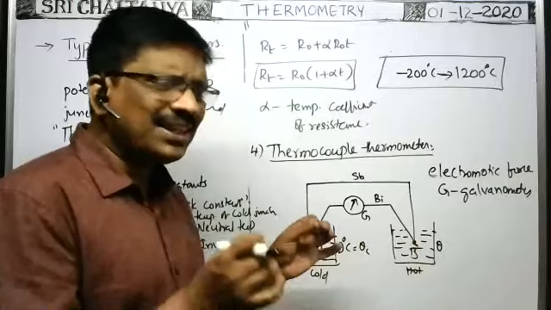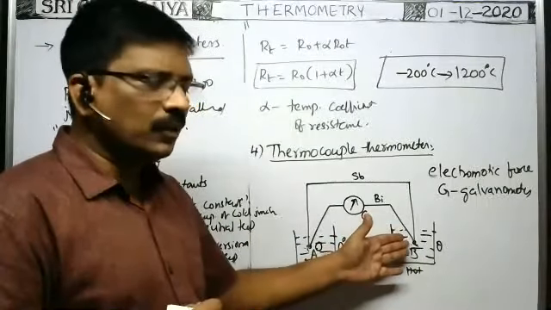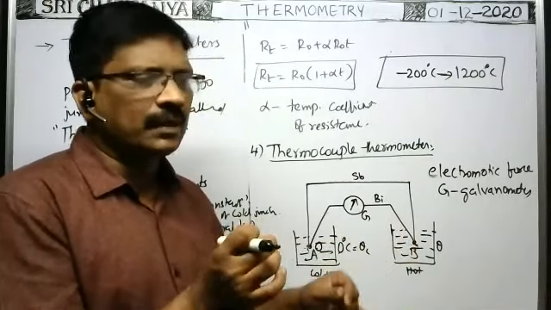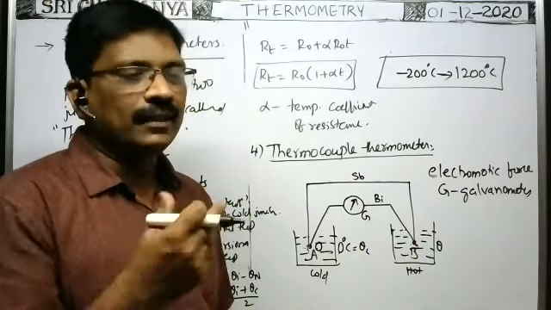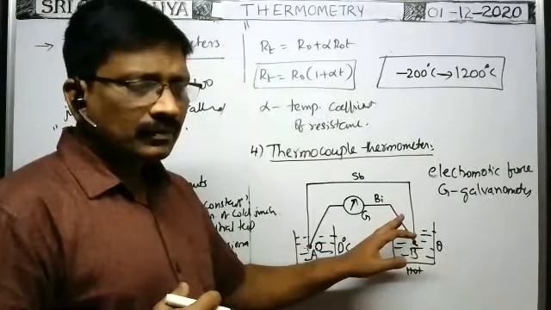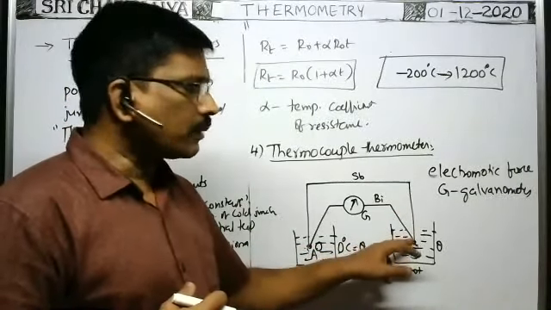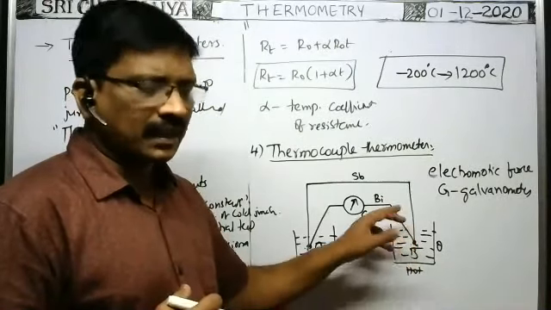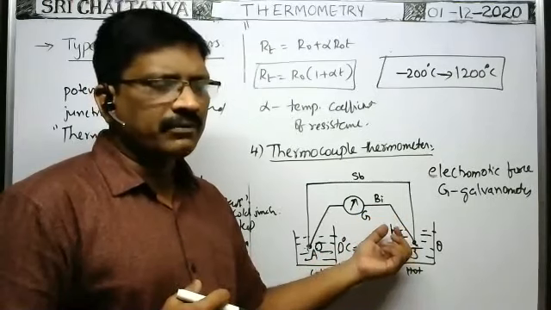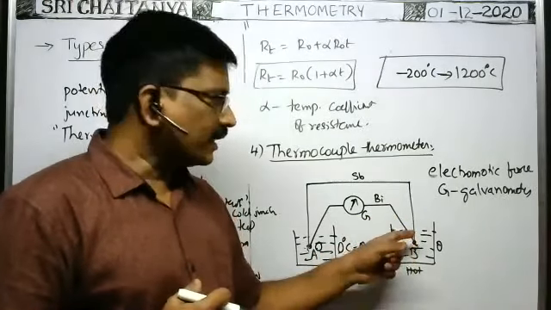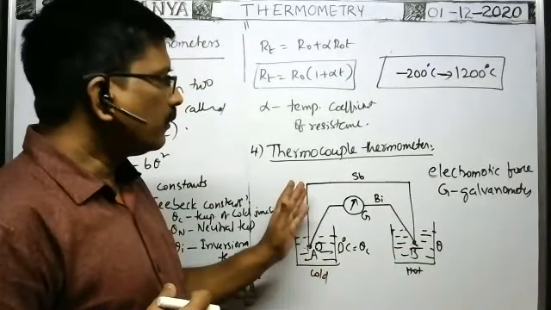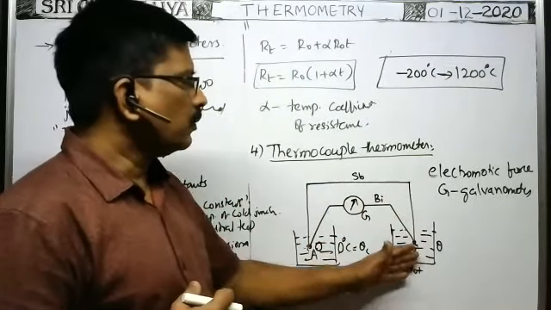Here these junctions are very sharp because they are metal wires twisted together, so the junctions are very sharp, like a pin, like a needle. As these junctions are very sharp, they have less thermal capacity. That's why even for a small absorption of heat, the rise in temperature will be more, so more temperature difference will be created and more current will pass.